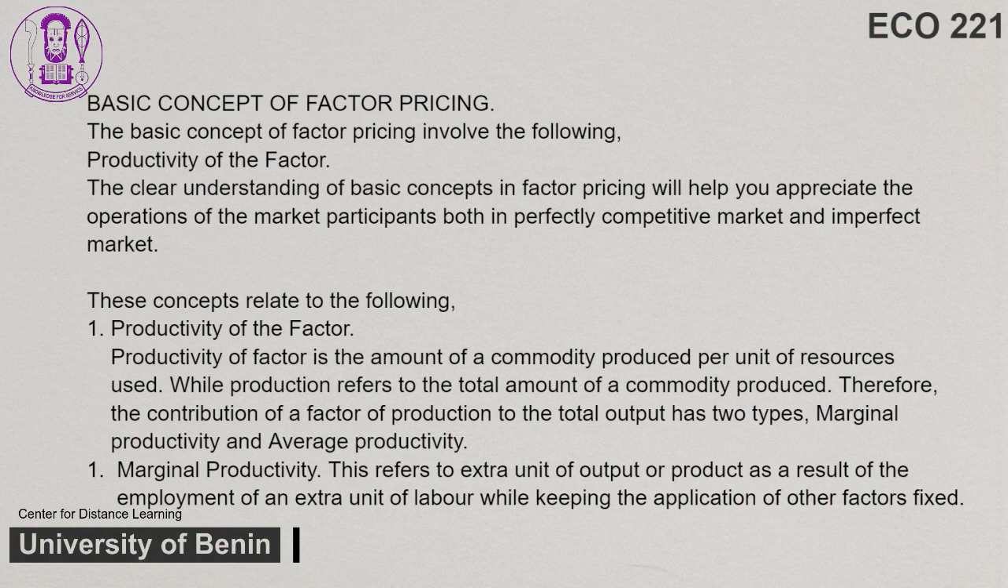Productivity of factor is the amount of a commodity produced per unit of resources used, while production refers to the total amount of a commodity produced. Therefore, the contribution of a factor of production to the total output has two types: marginal productivity and average productivity. 1. Marginal productivity. This refers to an extra unit of output or product as a result of the employment of an extra unit of labor while keeping the application of other factors fixed.